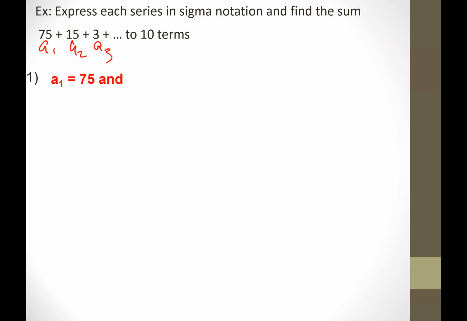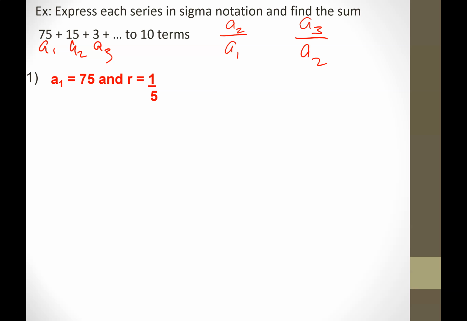I could figure out what the ratio is. Remember, when you're finding a common ratio, it would be a sub 2 over a sub 1, a sub 3 over a sub 2, a sub 4 over a sub 3, etc. That's how you would find the common ratio. So for us, it would be 1 over 5.